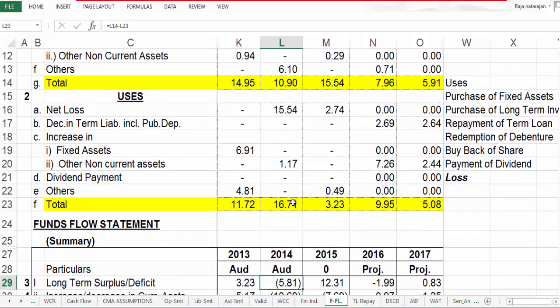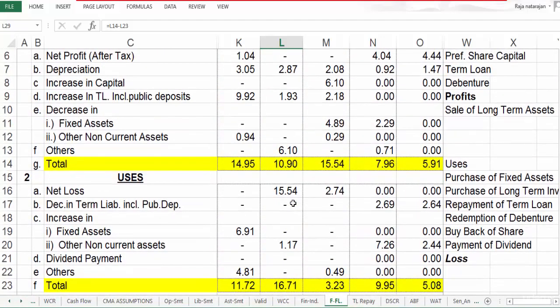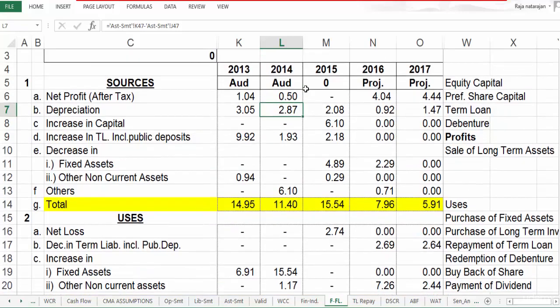Now, to make this fund flow a little more interesting, I'll say net loss is 0. Okay, and what was the amount? 15.54. Net loss is 0, and the company has purchased an asset of 15.54 crore. And let me say their profit is a very minimum profit like 0.5. Okay, now let us try to understand the scenario. And this is what bankers will be very keenly looking for.